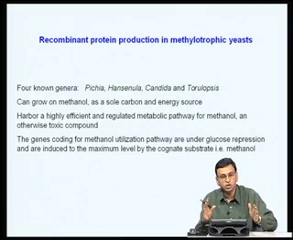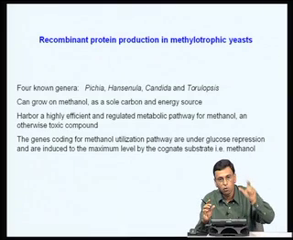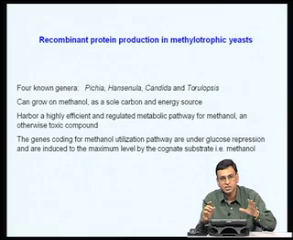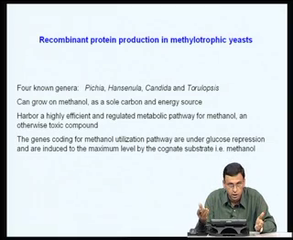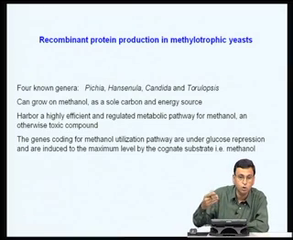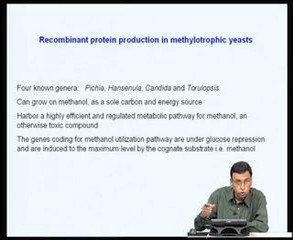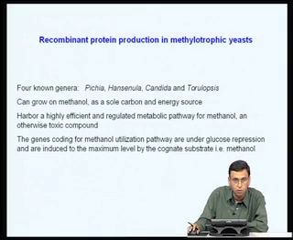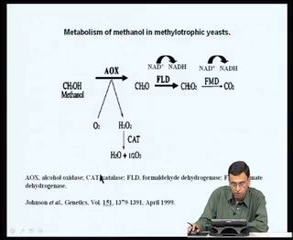If you clone your transgene under the promoter of genes coding for the methanol utilization pathway, as long as you grow these cells in glucose, your transgene will not be turned on. The moment you change the carbon source from glucose to methanol, your gene of interest will be expressed. So, you can develop very nice inducible vectors using the promoters of genes involved in methanol metabolism.